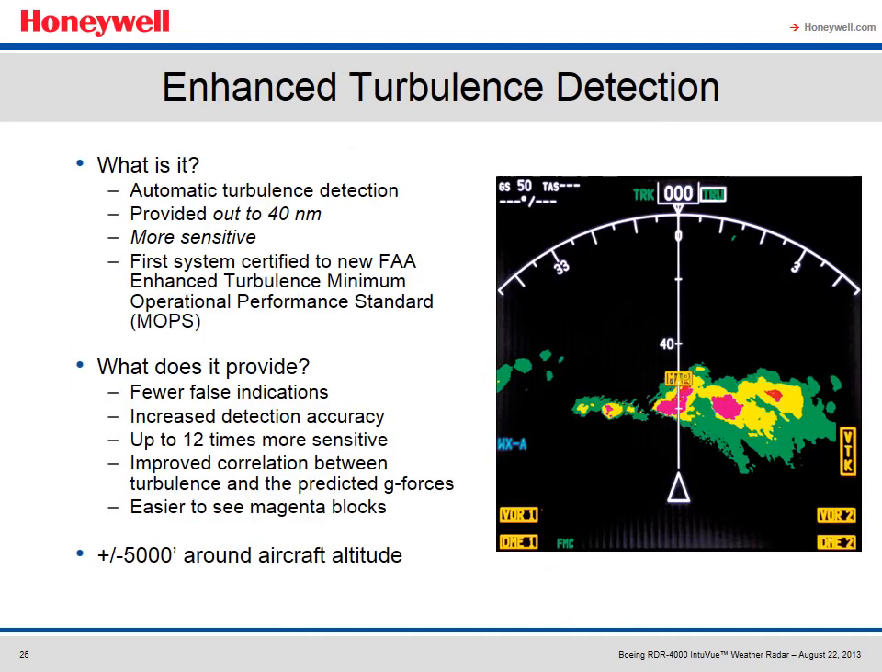Other information put in the 3D buffer includes enhanced turbulence data. Turbulence detection is automatic and is provided out to 40 nautical miles for any range selection in auto mode. The RDR4000 is the first system certified to the FAA's new Enhanced Turbulence Minimum Operational Performance Standard, or MOPS. It provides more sensitive and accurate turbulence information with fewer false alerts and improved correlation to predicted aircraft G-forces. It is up to 12 times more sensitive than current systems and is displayed plus or minus 5,000 feet around the aircraft's altitude.